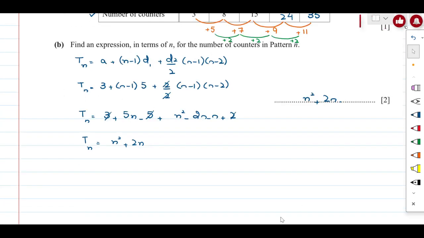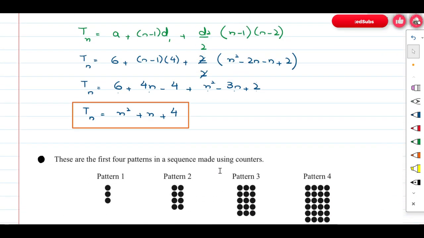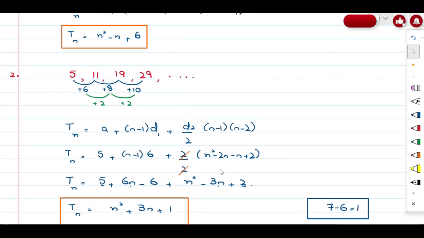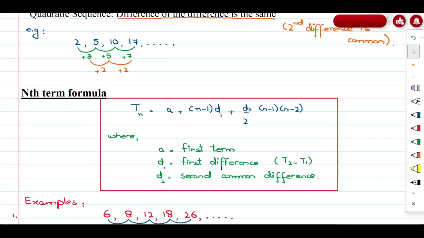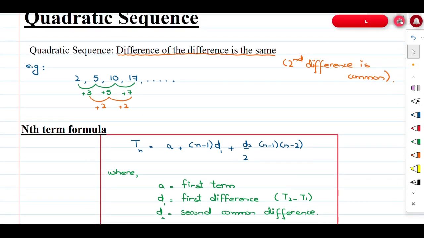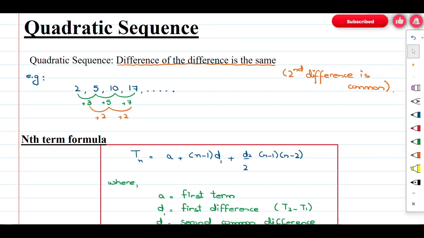So this is all about quadratic sequence. What a quadratic sequence means is when the second difference is constant, that sequence is a quadratic sequence, and we use this nth term formula to figure out the nth term for that quadratic sequence. Okay, so we did 3 examples and 1 past paper question. I hope you understand. In quadratic sequence, the difference of difference is same, means the second difference is common, and to figure out its nth term, you just need to learn one formula and you can do all the questions related to the quadratic sequence, right?